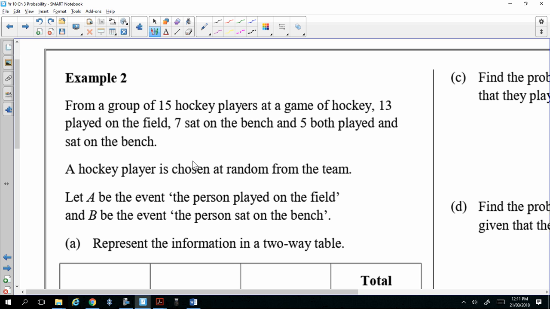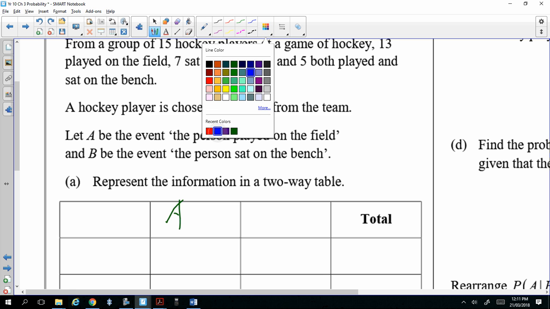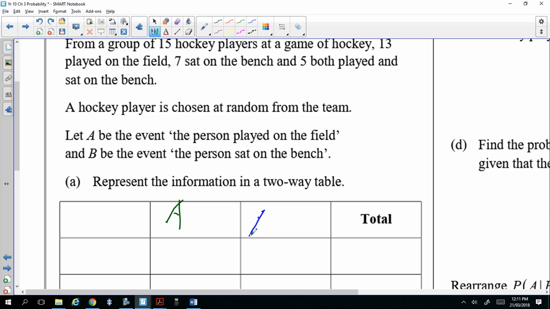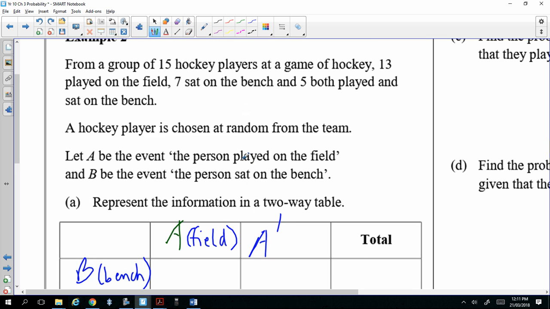Thank you. I'm going to represent this information on a two-way table. So the first thing you do is, there's two events, A and B. So A and not A, right? B and not B. And keeping in mind, A means field, and the other one means bench. So put this heading first. Now, from a group of 15 people, so already we know there's 15, so you can write this 15 in the total because there are 15 players.